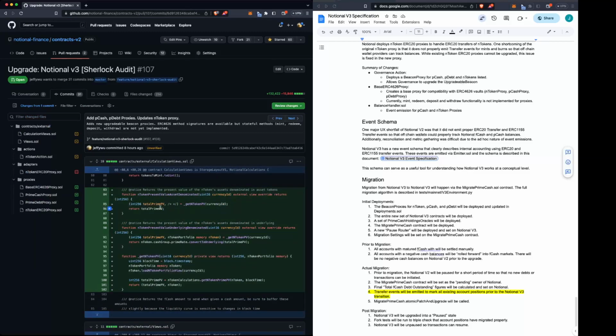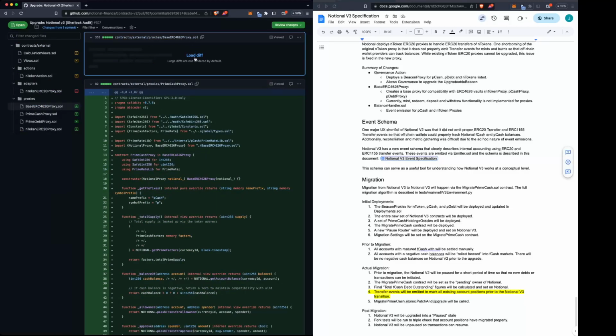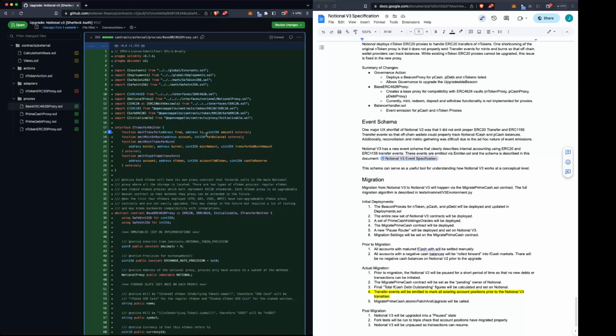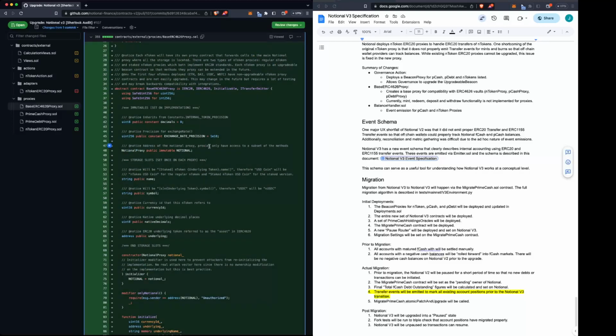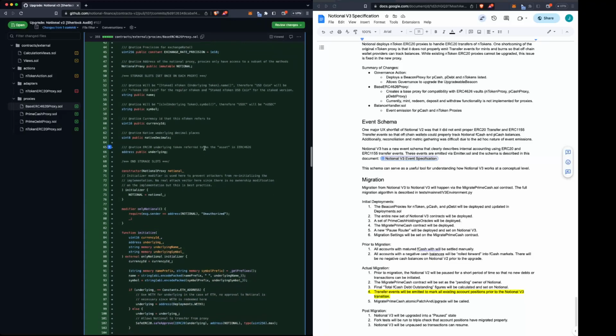All right, so this commit is about the addition of these pCash and pDebt proxies, as well as a change to the nToken proxy. This is really that interface layer to the rest of DeFi, which is exposing ERC20 compatible interfaces. We're also going to get to ERC 4626 compatibility. It's not fully implemented as of this pull request, but plans are to get there.